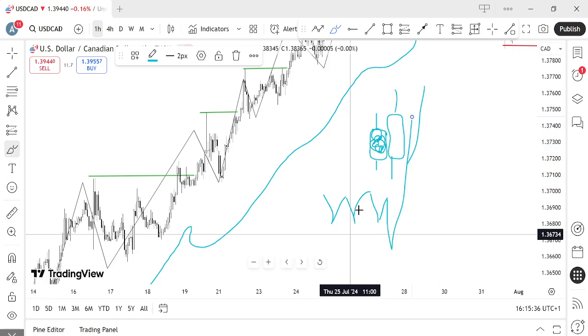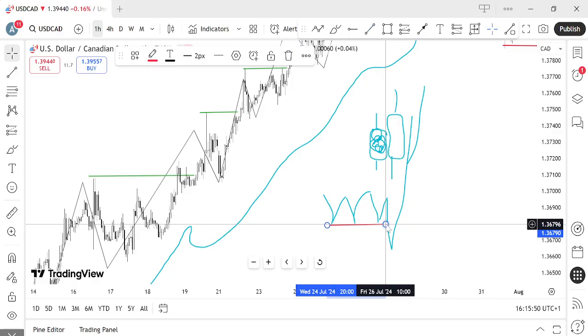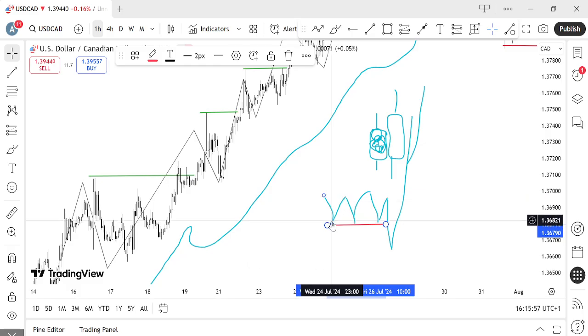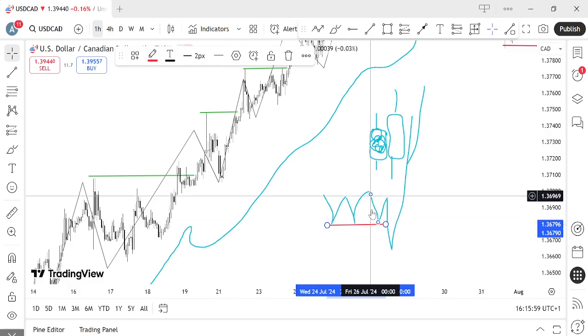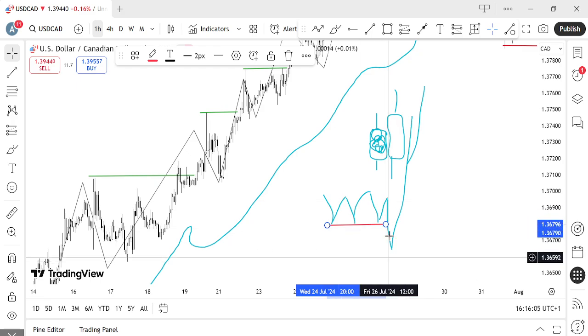This is how it happens when the big boys, as they call them, are trying to take out the majority of the people before the real move. Because this right here obviously is going to be a stop loss for a lot of traders, because they will see this as a support. Oh, price is bouncing back here, bouncing back here, till the liquidity sweep, then we have the up move.